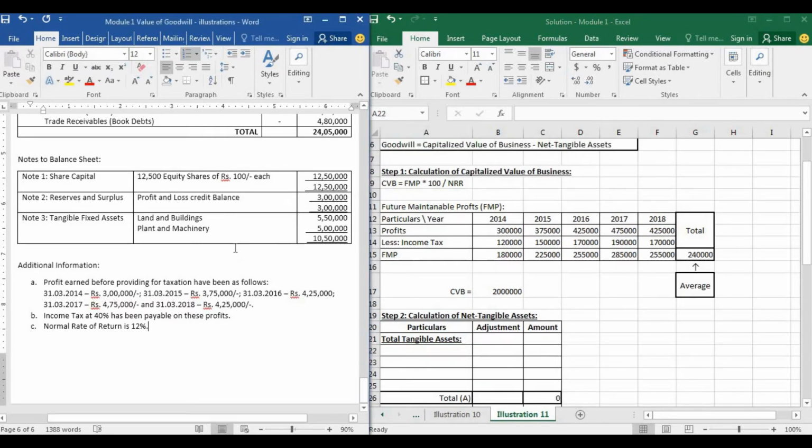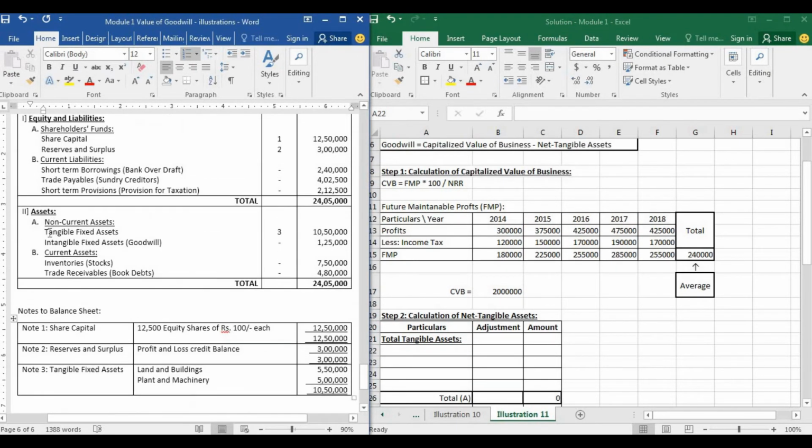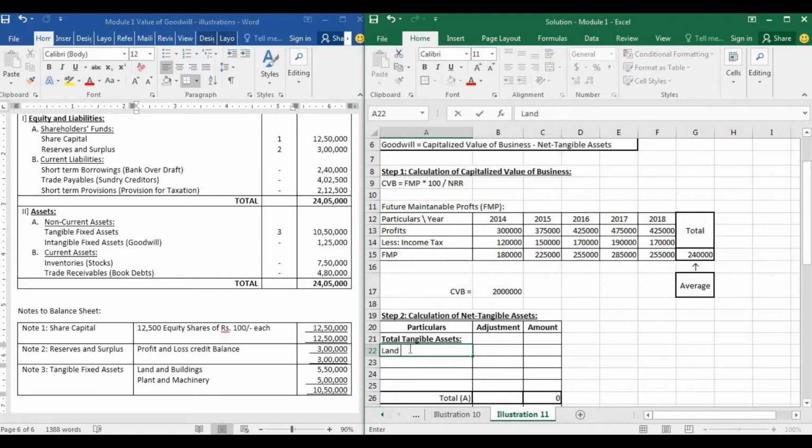We will see the question here. Asset side, we are going to take all the tangible assets. In order to take the tangible assets, we'll have to see note number 3. So we have land and buildings and plant and machinery. Value of land and buildings is 5,50,000. Plant and machinery is 5 lakh. Then intangible fixed assets we are not taking. We will not take goodwill.